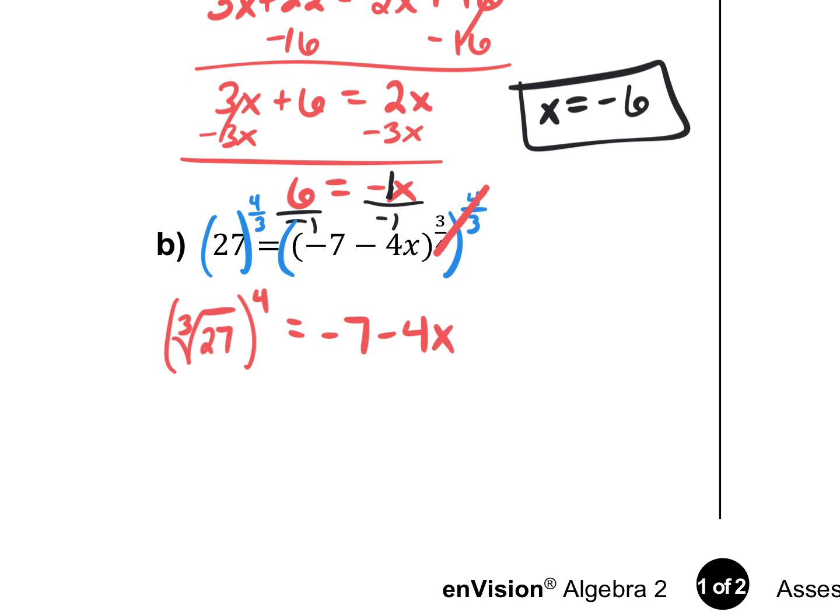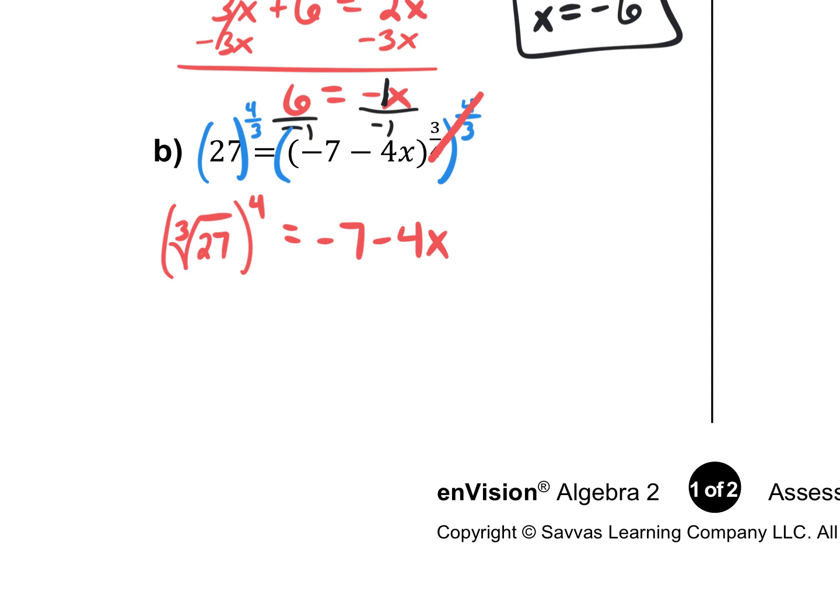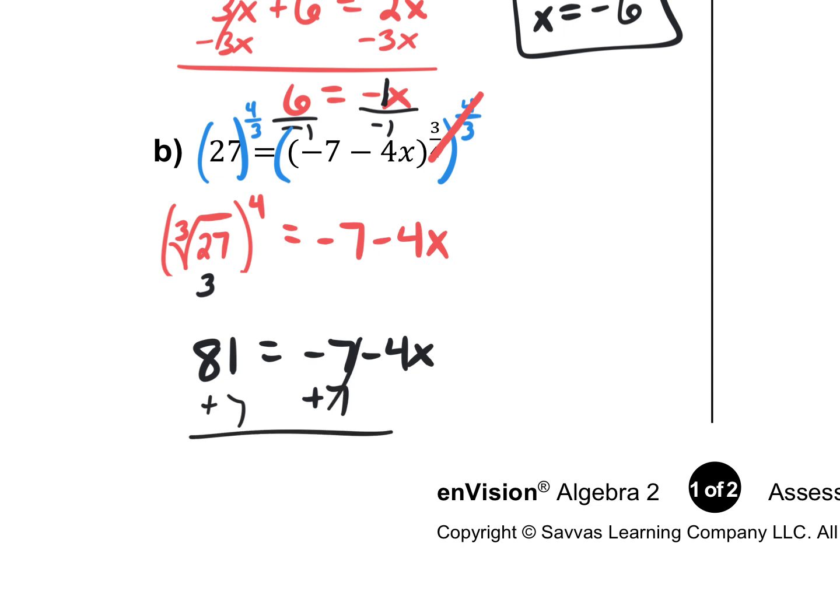So now let's look at that left side. What's the cube root of 27? The cube root of 27 is 3, and 3 to the 4th power is 81. So we get 81 equals negative 7 minus 4x. And then now it's just an algebra problem. How do I solve? Add 7. So we get 88 equals negative 4x.